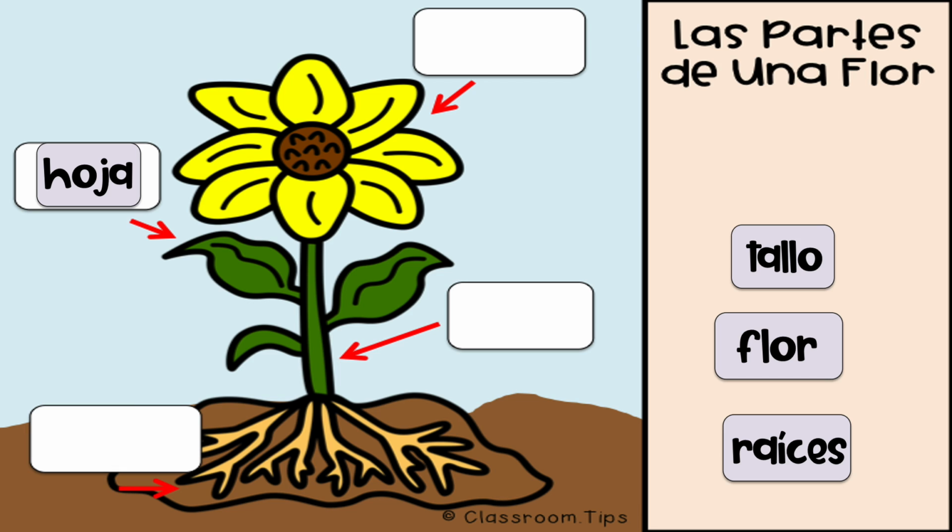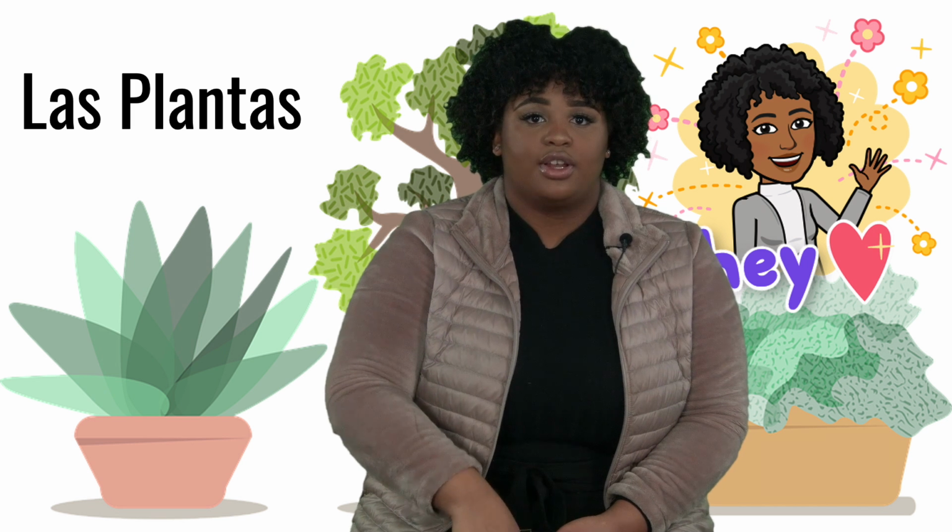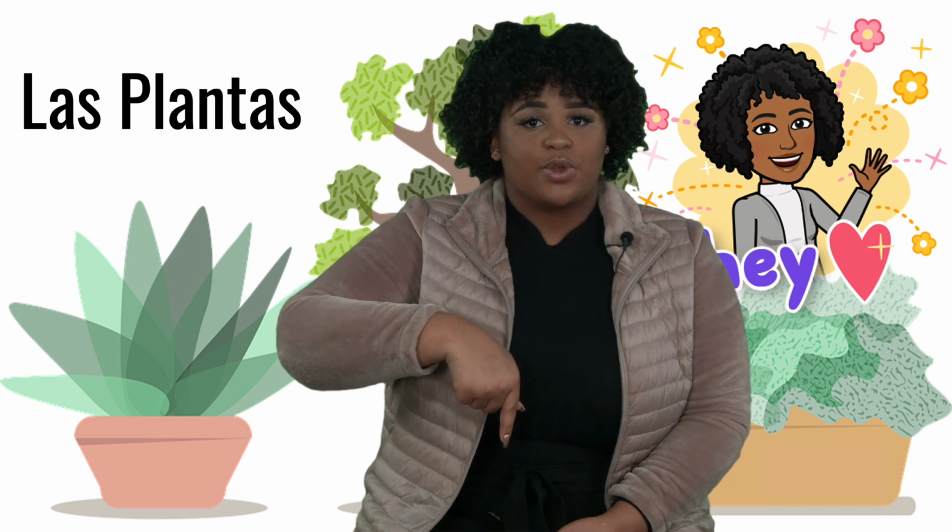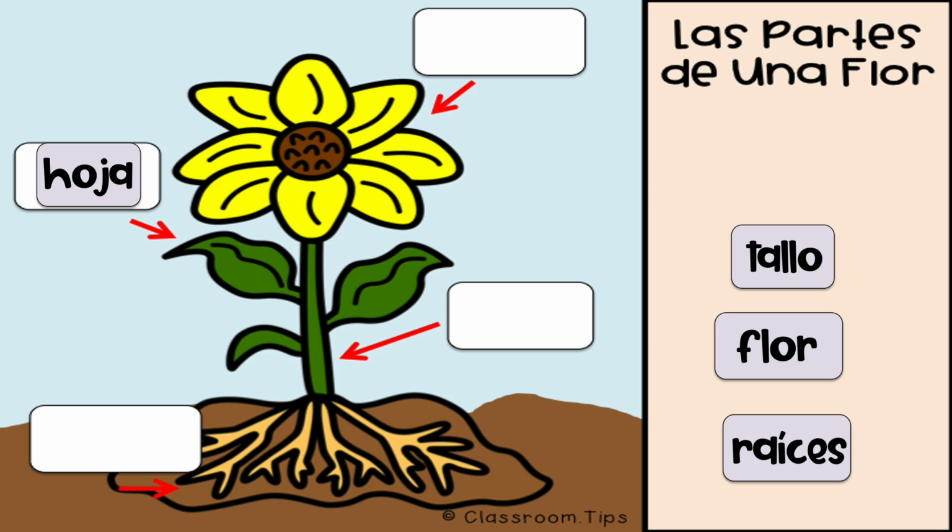Excelente. Next we have tallo. Tallo. And I'll give you a hint. The tallo sits up and down. Okay? Goes this way. So the tallo, you think in English, what does it mean? Tallo is a stem. So we put it next to the stem, right? So the box is kind of next to the ground. That's where our stem is going to go. Tallo. Next we have flor.